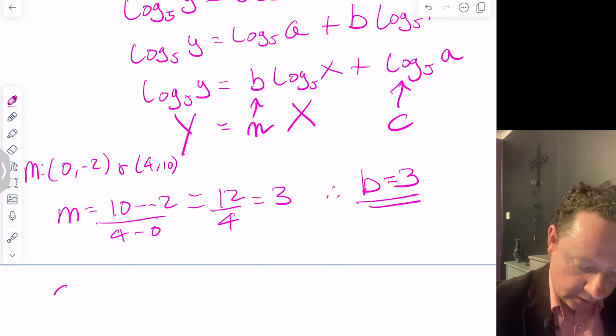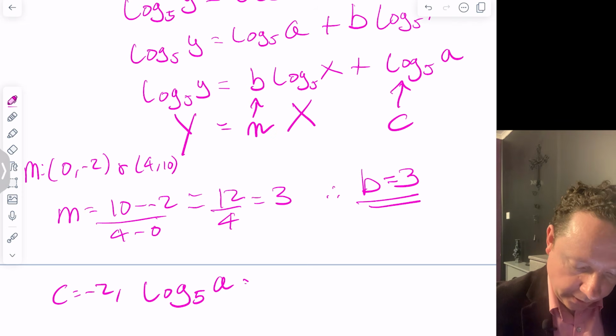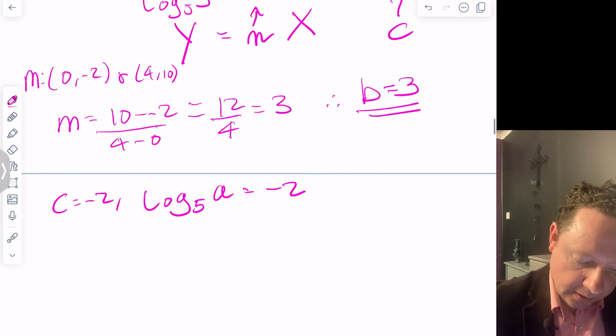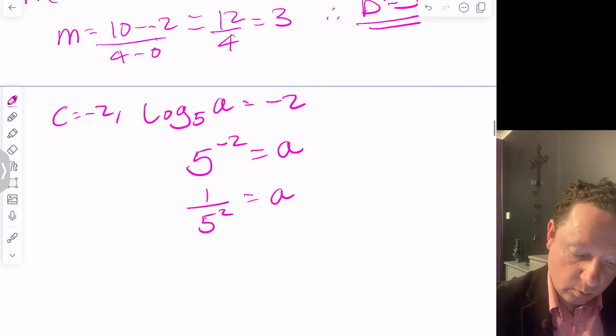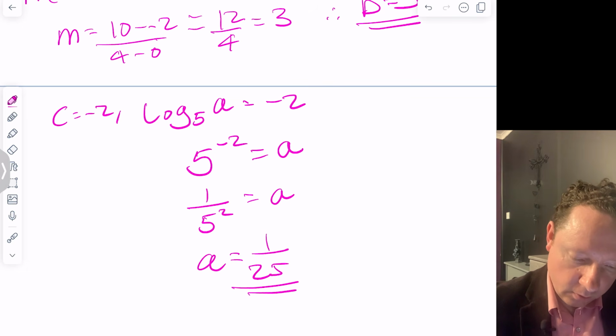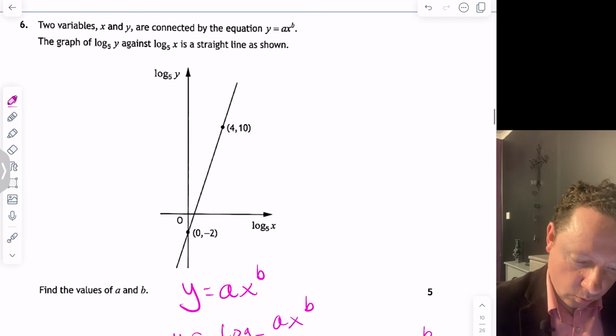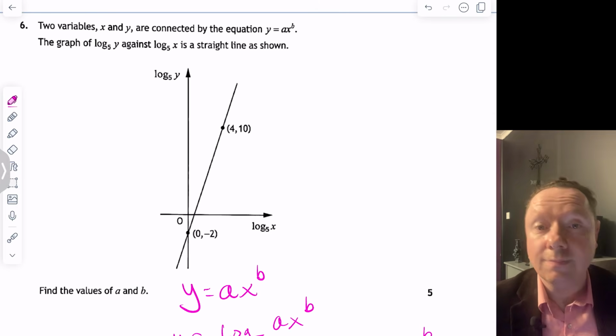So if c is -2, that means that log base 5 a equals -2. So that means that 5 to the power of -2 equals a. That's 1 over 5 squared. 5 squared is 25, so a is 1/25. And we've got that, so we're done.